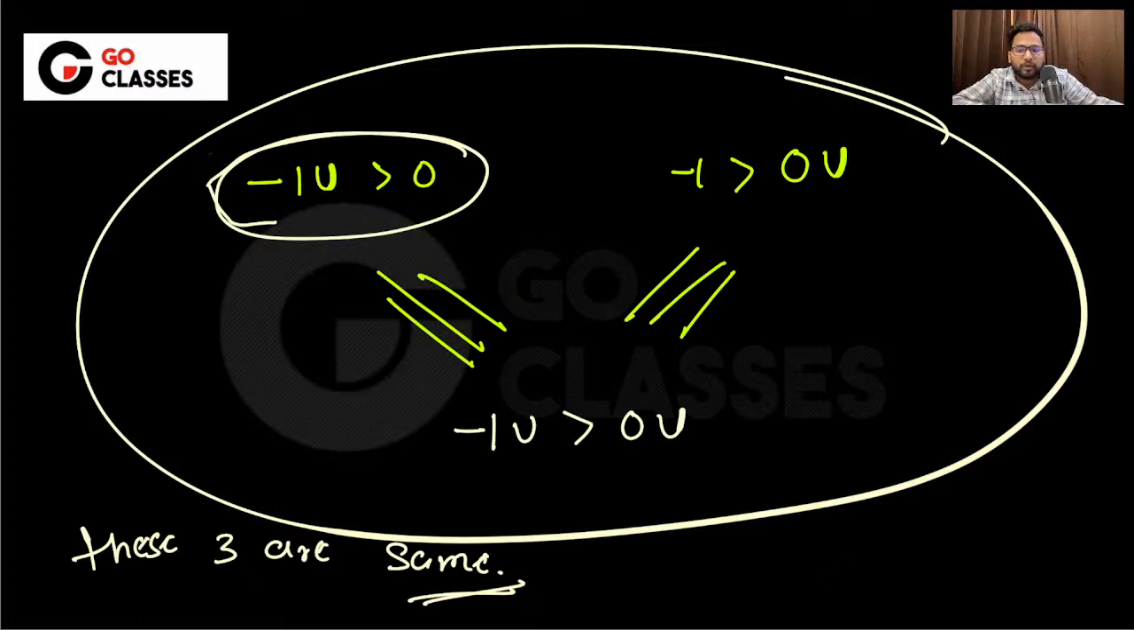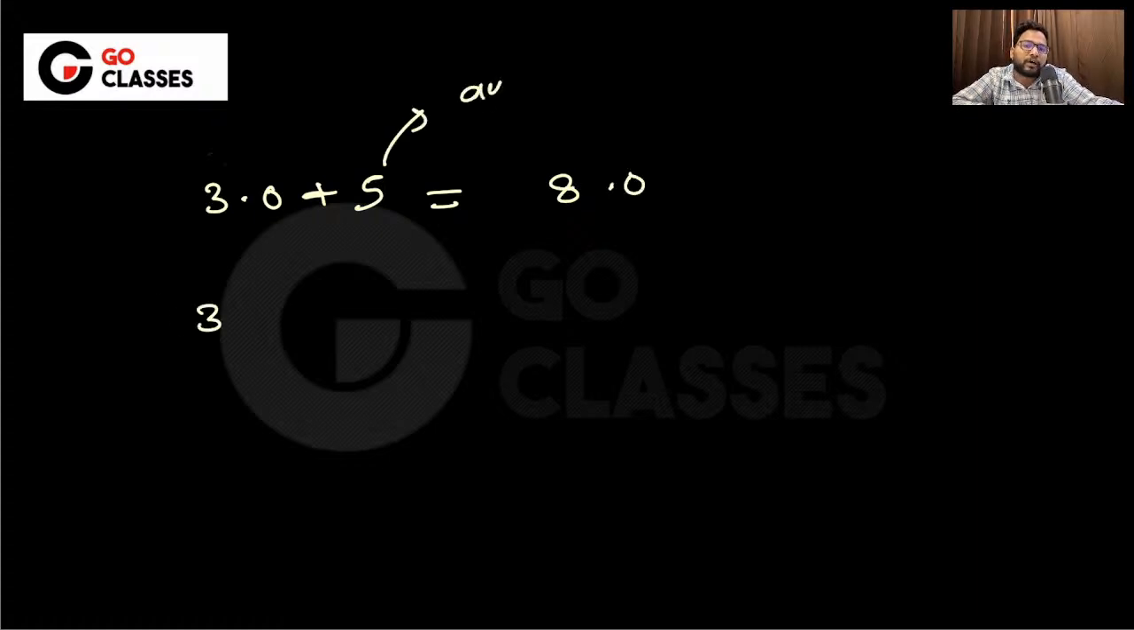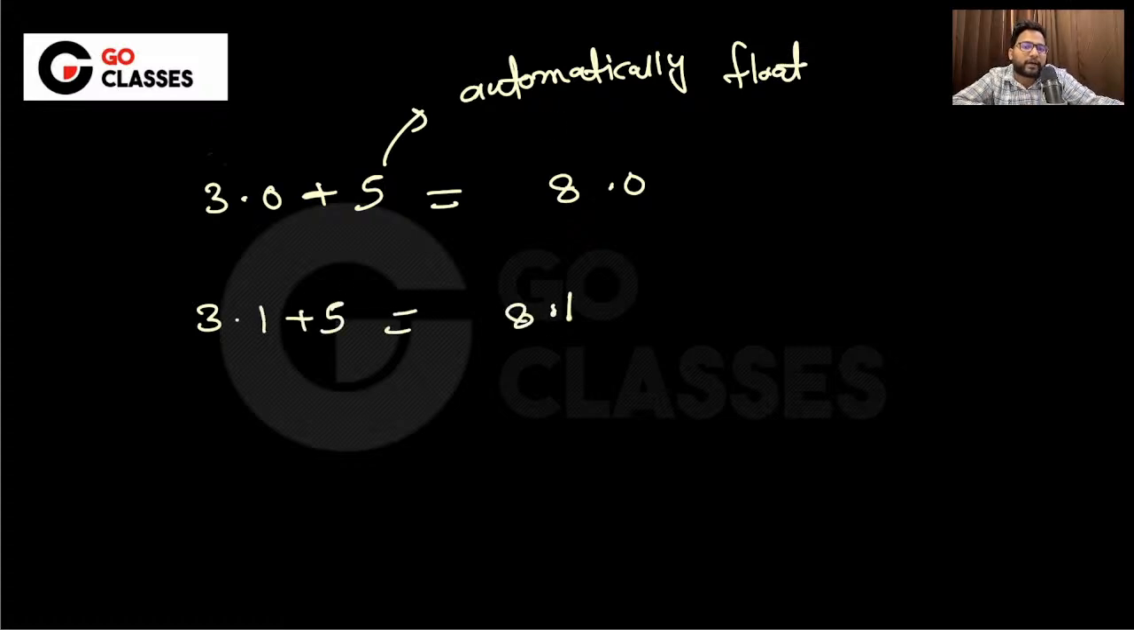See, you know the promotions, right? If it is 3.0 plus 5, will it be 8 or will it be 8.0? It will be 8.0, right? It will automatically be promoted to float. Is this known to you guys? If 3.1 plus 5, is this 8 or 8.1? This is 8.1, not 8, right? Why? Because we are promoting this to float, so it will automatically be float.